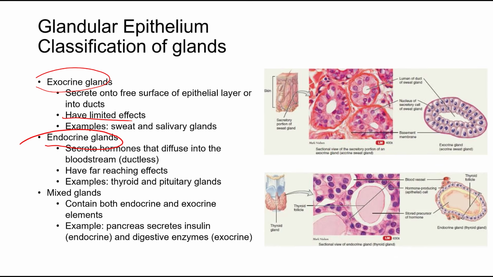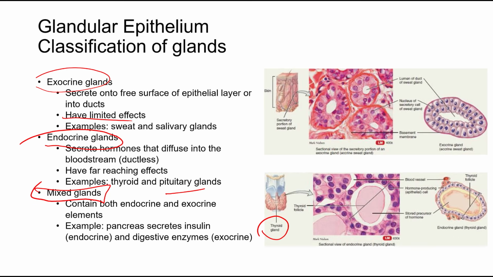They have far-reaching effects because the secretion of the endocrine gland, like the thyroid gland, for example, is going to circulate in the blood and reach everywhere in the body. And the other type of gland is the pituitary gland, an endocrine gland. And there is another gland in the body which is a mixed gland. This is the pancreas, which contains endocrine and exocrine elements.